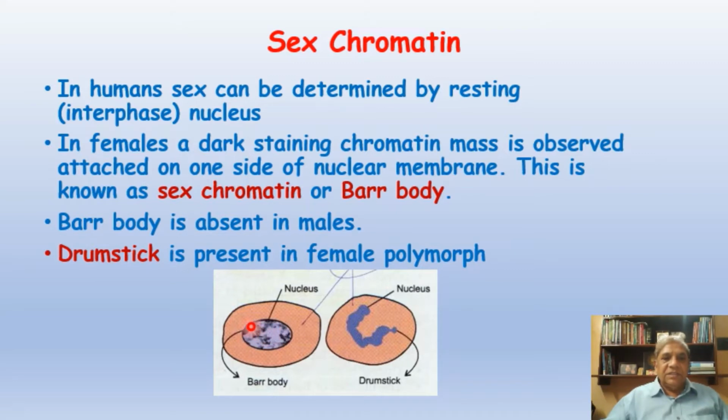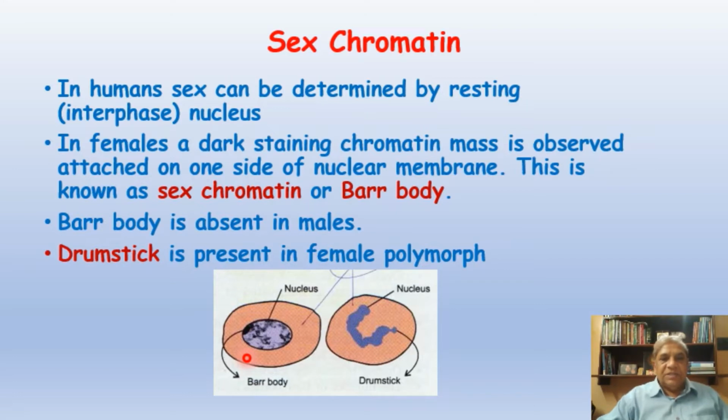And then you can see here, where my pointer is, there is a dot like structure which is attached to the nuclear membrane on one side, and this dot like structure, which is heterochromatin or dark staining chromatin material, is called the sex chromatin. This is called the sex chromatin.